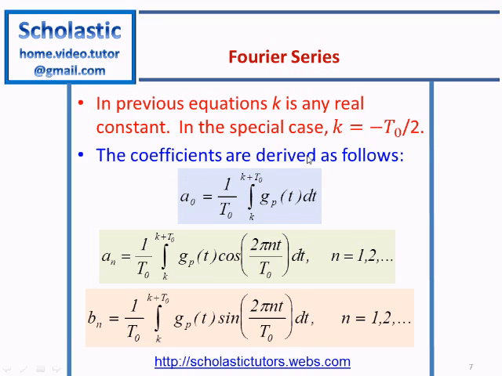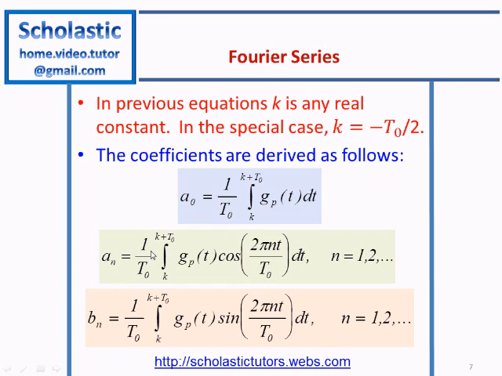The coefficients are derived as follows. Actually, we had to find three coefficients to get that Fourier series expansion. A0 is the average value of the signal, 1 over T0, where T0 is the period, integrating from k to k plus T0. So k can be negative T0 by 2. Then this integral will go from negative T0 by 2 to positive T0 by 2, which covers one period of the periodic signal. In this case g_p(t), we don't know the signal, and dt is the integral variable here.